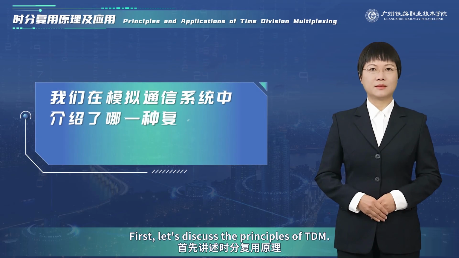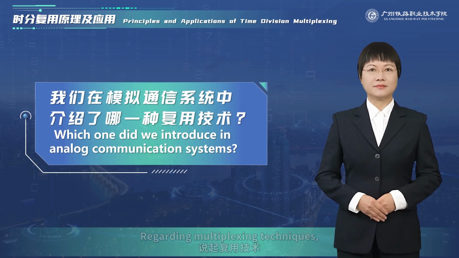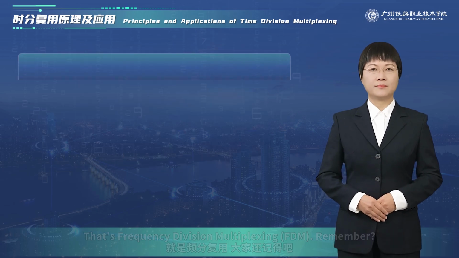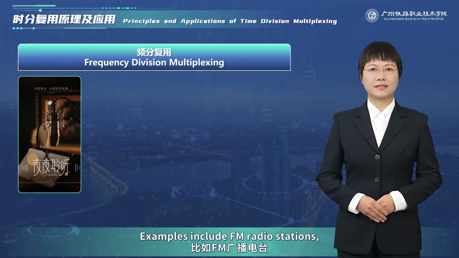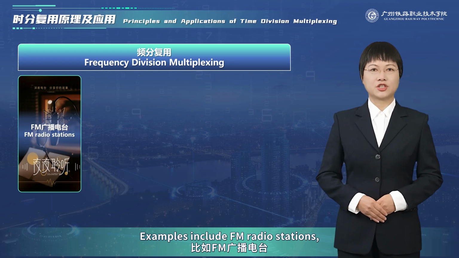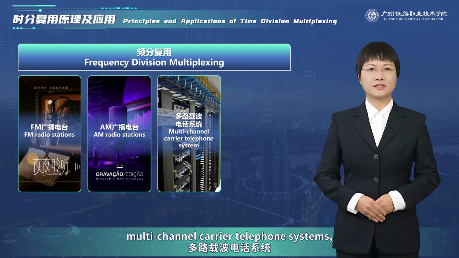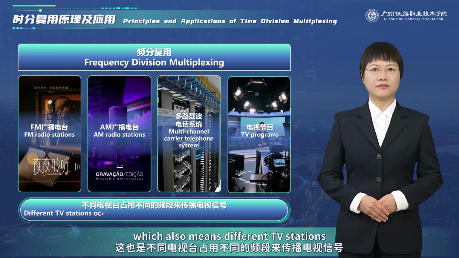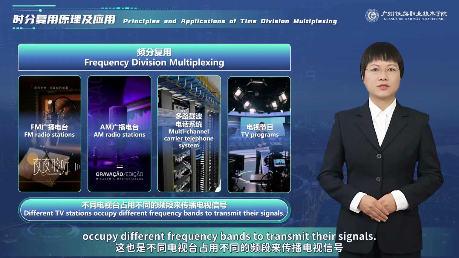First, let's discuss the principles of TDM. Regarding multiplexing techniques, which one did we introduce in analog communication systems? That's frequency division multiplexing, FDM. Remember, examples include FM radio stations, AM radio stations, multi-channel carrier telephone systems, and our television programs. We say which channel to watch, which also means different television stations occupy different frequency bands to transmit their signals.